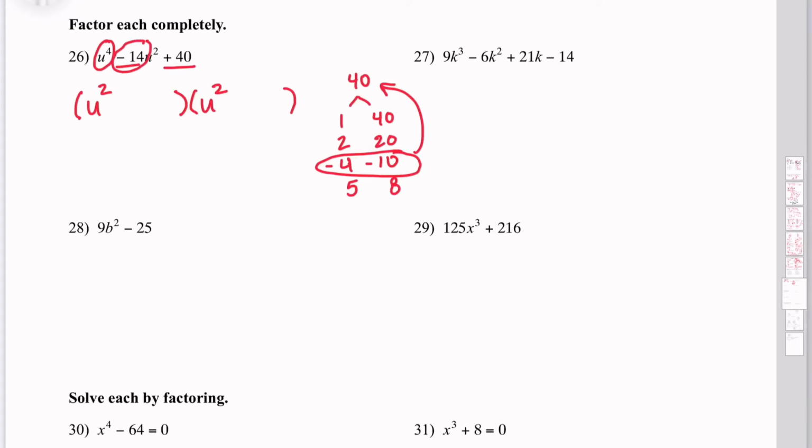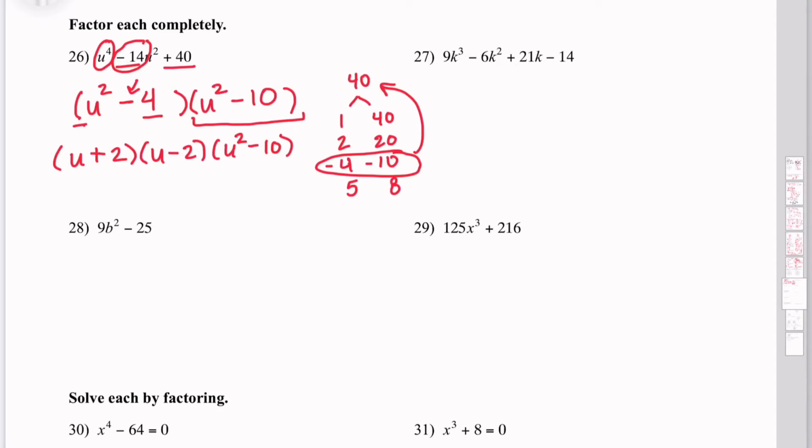So what we're going to do is put each number in the parentheses. In the first parentheses, we can put minus 4, and in the second, we can put minus 10. We can further simplify and say that u squared minus 4 can be factored into u plus 2 and u minus 2. The second parentheses we cannot further simplify, so we're just going to bring it down. And that is how you fully factor question 26.